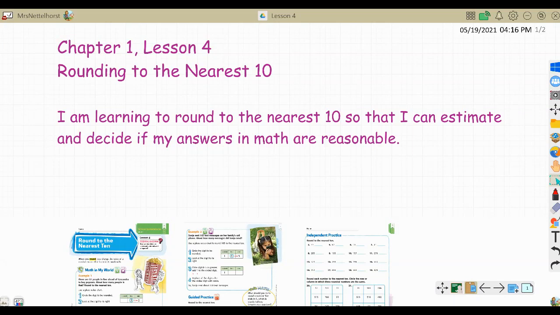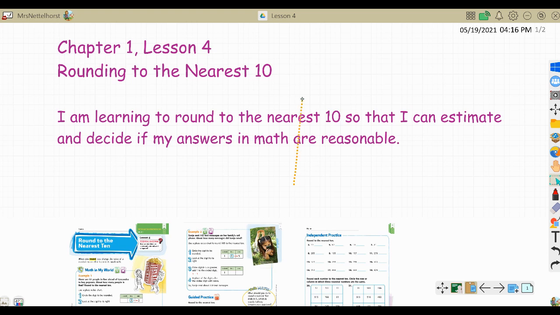Hi, boys and girls. Today we're doing Chapter 1, Lesson 4, Rounding to the Nearest 10. Our learning intention is that I am learning to round to the nearest 10 so that I can estimate and decide if my answers in math are reasonable. You will want to be able to do this in your job as well as when you do higher math.